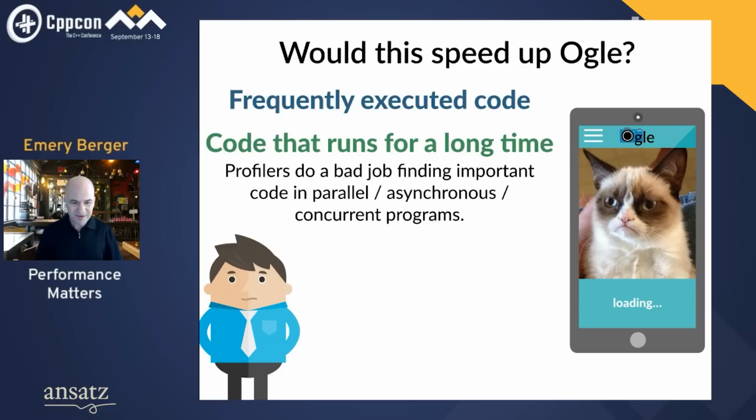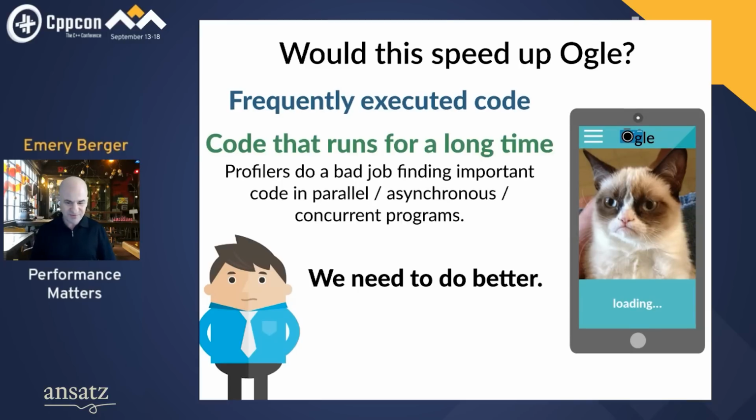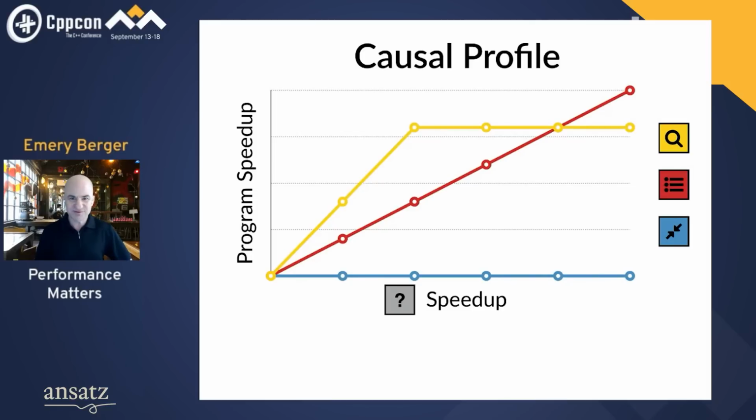So in short, profilers just do a bad job finding important code in parallel, asynchronous, and concurrent programs. So we need to do better. We need some way to help poor Luke. So ideally, what we would have is something that we refer to as a causal profile. A causal profile answers this question.